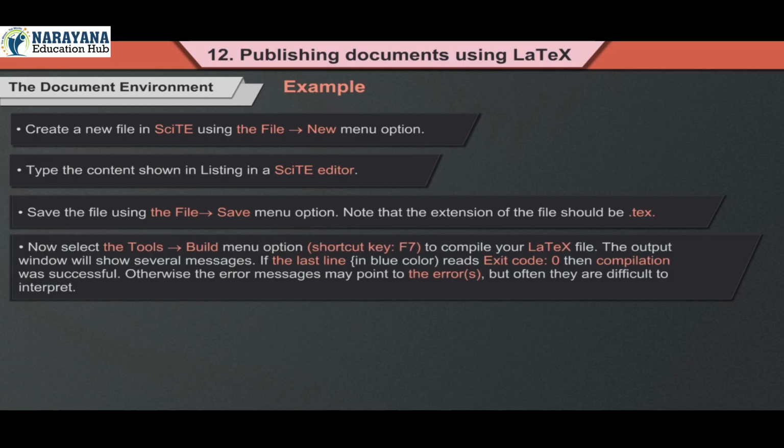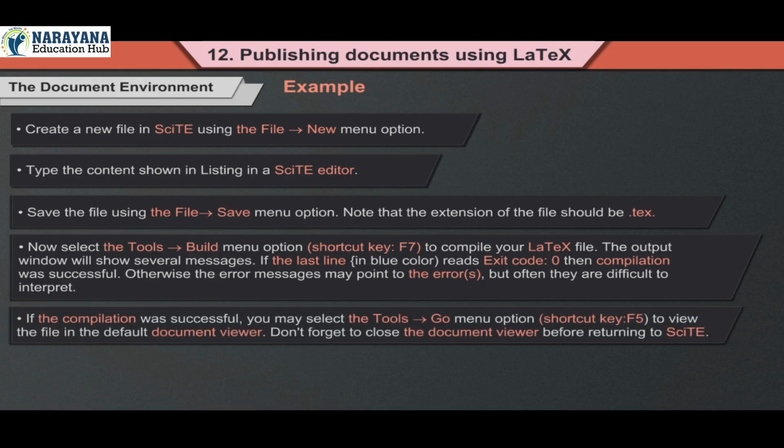Now select the Tools, Build menu option, or use the shortcut key F7, to compile your LaTeX file. The output window will show several messages. If the last line, that is in blue color, reads exit code 0, then compilation was successful. Otherwise, the error messages may point to the errors, but often they are difficult to interpret. If the compilation was successful, you may select the Tools, Go menu option, or use the shortcut key F5, to view the file in the default document viewer. Don't forget to close the document viewer before returning to SciTE.